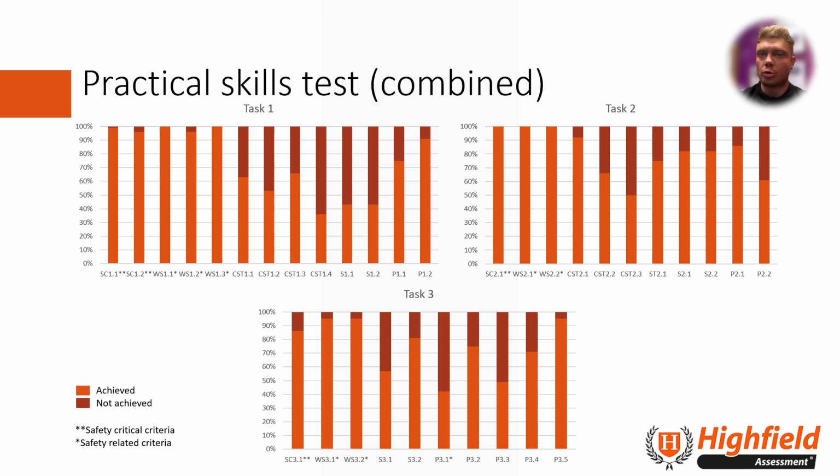Total marks available across the 3 tasks are 132, with the learner needing to score at least 60% plus all the safety critical and safety related criteria in each task to pass. And to achieve a distinction, you must score 80% across all sections of the practical skills test, plus all safety critical and safety related criteria in each task. We will take a closer look at some of these criteria on the following slides.